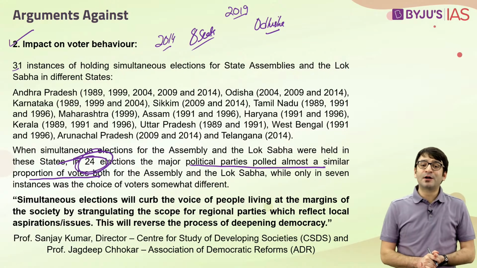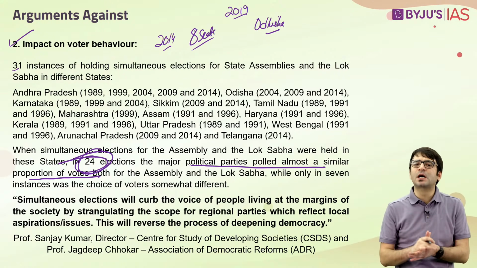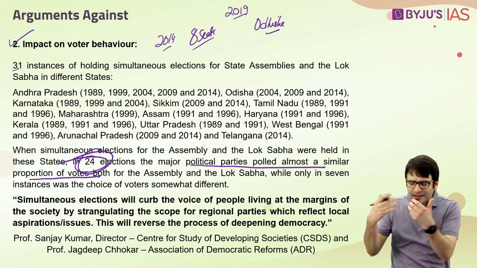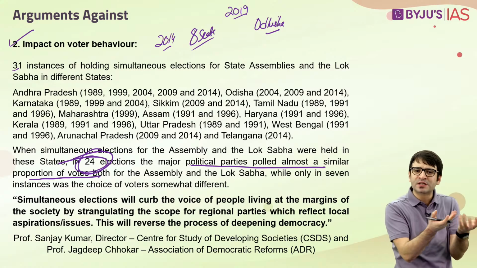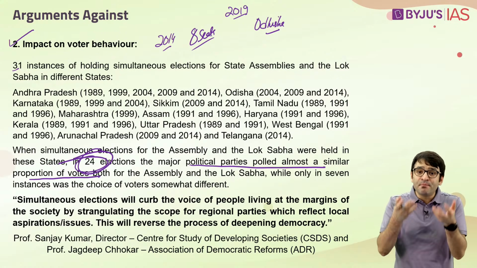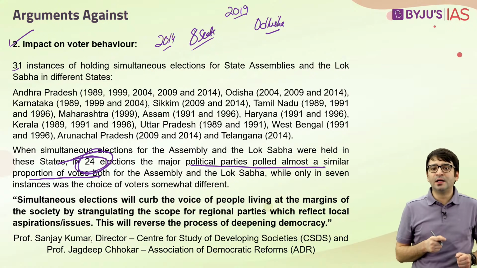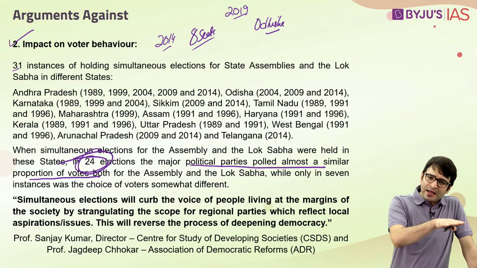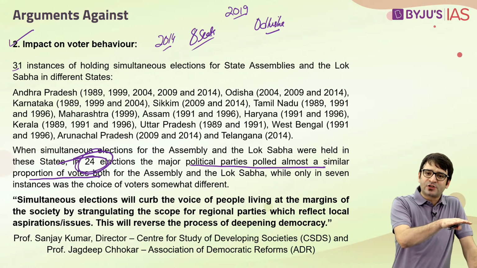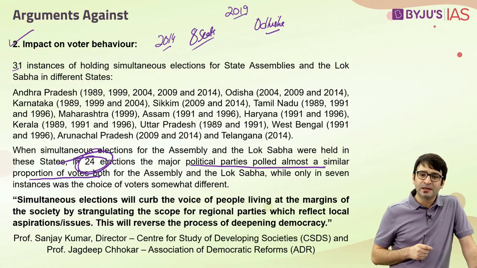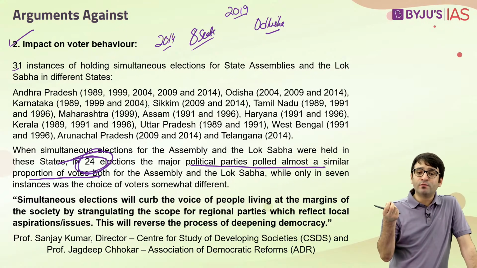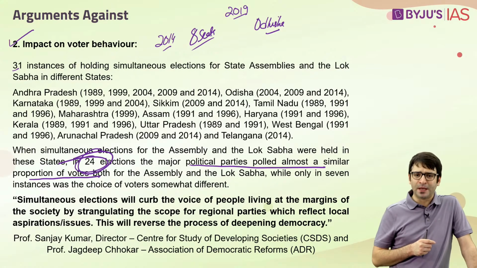That means people are not so naive in this country that they will be confused whether they are voting for a national election or a state election. That means they made a distinction clear in 2019 when Odisha voted. In legislative assembly elections, they gave a thumping majority to a regional political party. But when it came to the national election, they voted overwhelmingly in favor of the BJP.